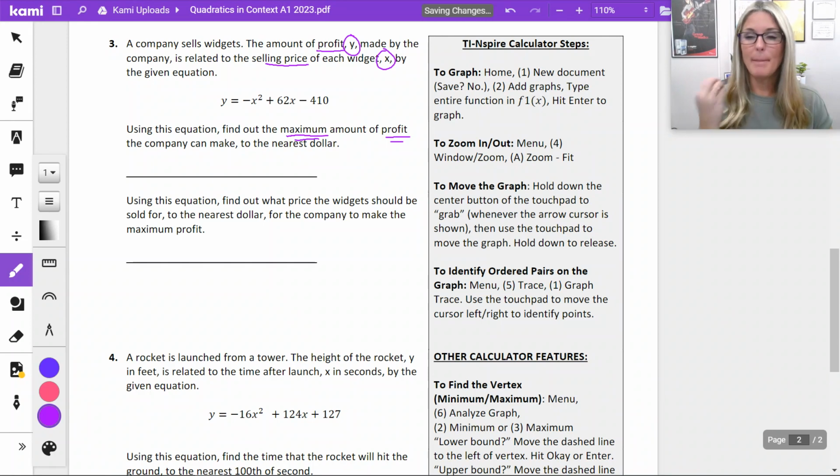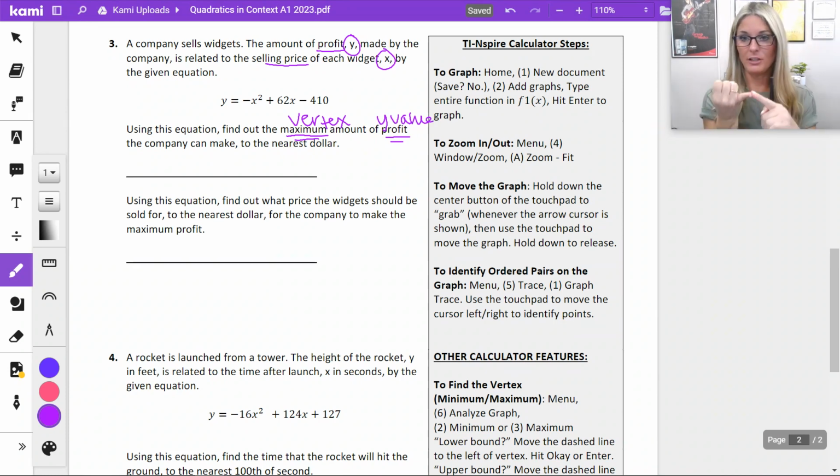So if I'm looking for a maximum amount, what is that? That's going to be my vertex. And I'm looking for profit, going back to my problem, that's my y value. So this question is asking me to find my vertex and identify the y value of that vertex, which is going to represent the maximum amount of money or profit the company can make to the nearest dollar. Okay, let's do that. Let's grab the calculator.